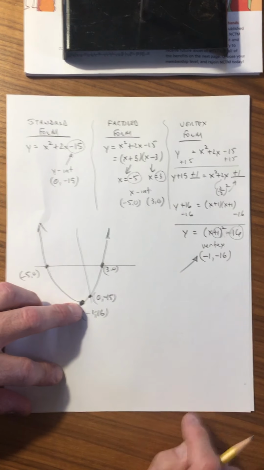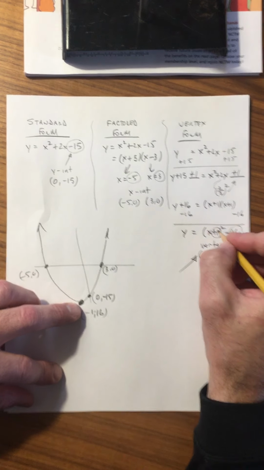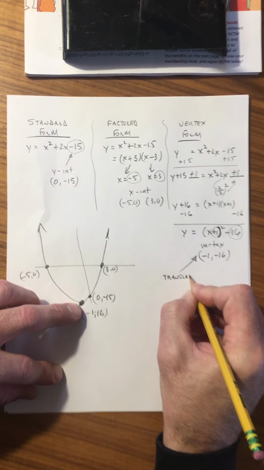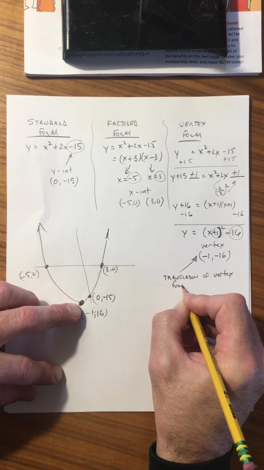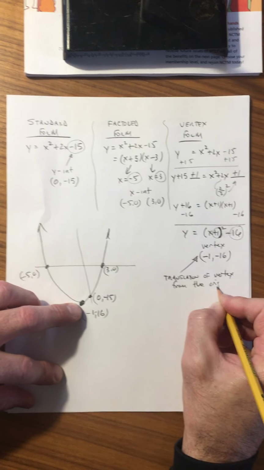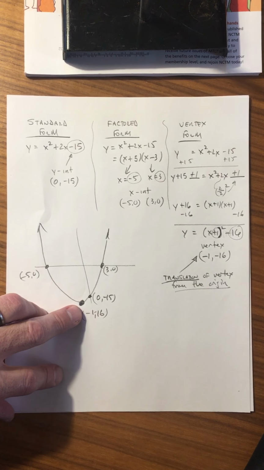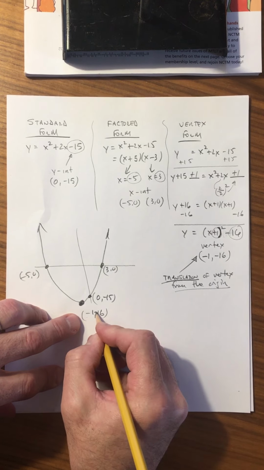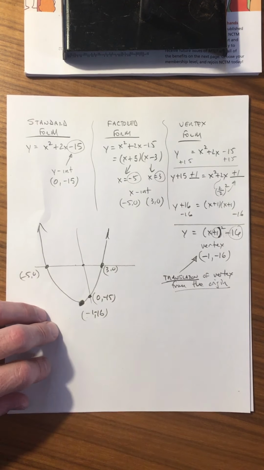And another way to look at the vertex or this equation is as a translation of the vertex from the origin. You might hear this terminology sometimes where you might hear it's a parabola where the vertex has been translated 1 to the left and 16 down. And that would just mean that from the origin you went 1 left and 16 down, and that's the vertex.